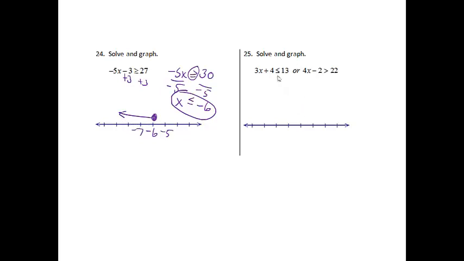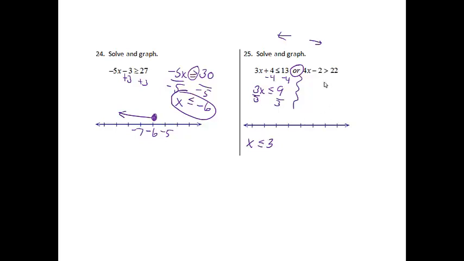All right, number 25. 3x plus 4 is less than or equal to 13, or 4x minus 2 is greater than 22. Since we have or, we know that we are going to be heading in two opposite directions, and we're going to treat these problems as two different problems. So to solve the first one, to get rid of plus 4, we'll subtract 4. So I'll get 3x is less than or equal to 9. Then we'll divide both sides by 3. I'm going to get x is less than or equal to 3.